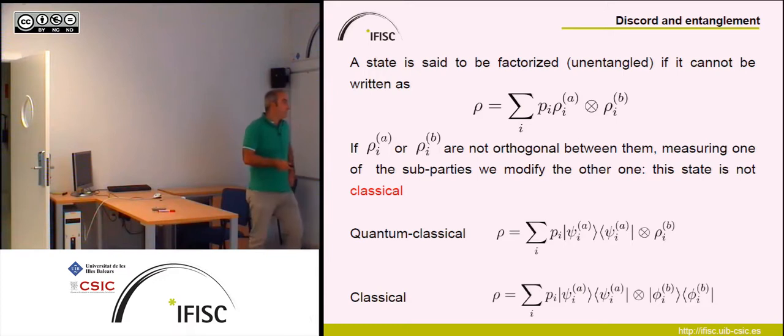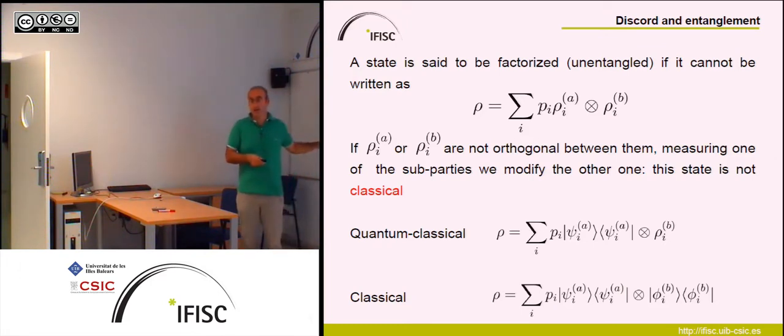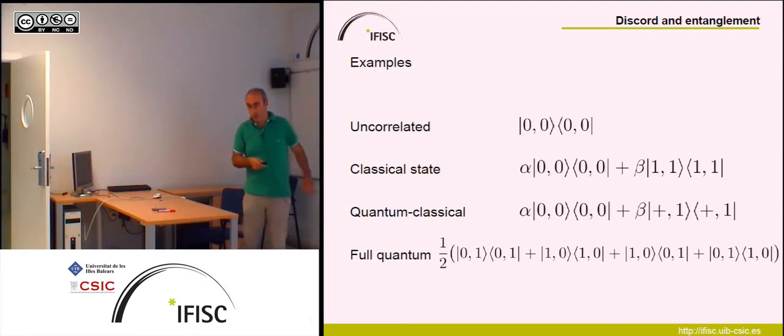A state is classical if it can be written as the sum of orthogonal projectors on the part A, factorized by a sum of orthogonal projectors on the part B. You can also build some intermediate situation where one of the parties is orthogonal, the other is not, and in this case we have a quantum-classical state. It's quantum if you measure one party, classical if you measure the other one.